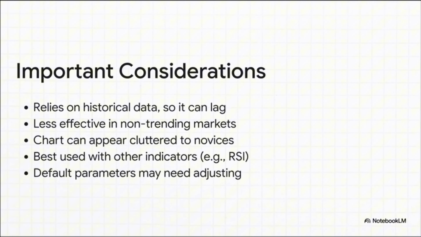First thing to remember is that Ichimoku is a trend-following tool. So when the market is just chopping sideways with no clear trend, it's not going to be very reliable. And like any indicator using past data, it can lag a bit in really fast-moving markets. That's why a lot of traders will pair it with something like an RSI to get a second opinion and help avoid those false signals.